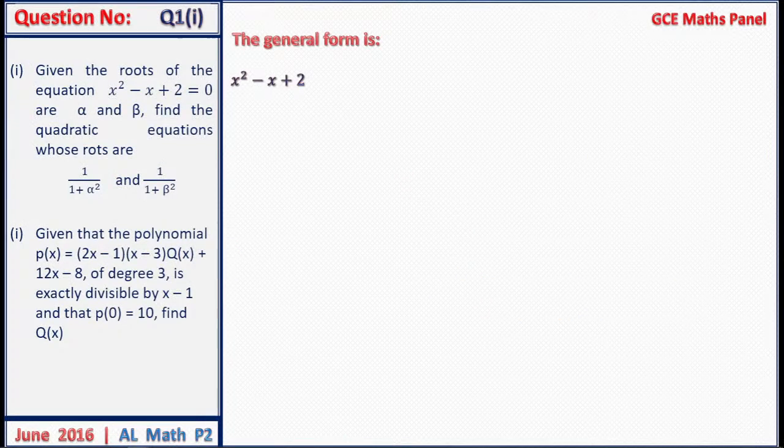Alright, so given that the roots of the equation x squared minus x plus 2 equals 0 are alpha and beta, find the quadratic equation whose roots are 1 over 1 plus alpha squared and 1 over 1 plus beta squared. The first thing to do with this equation is to make sure it is in the form x squared minus sum of roots plus products equals 0.